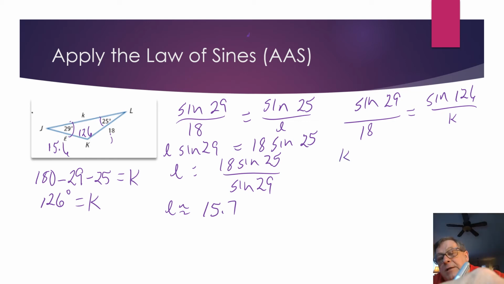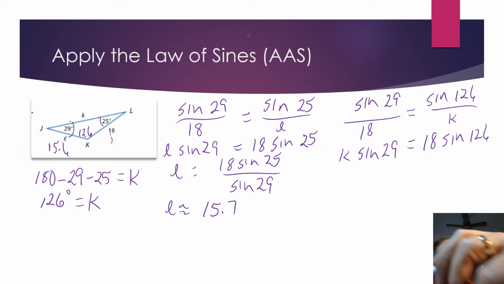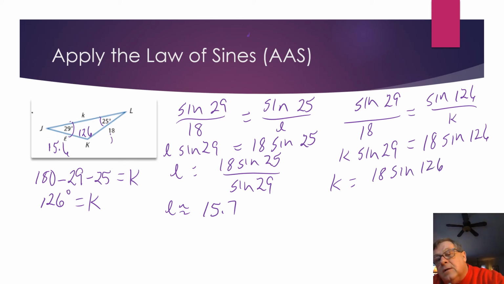And I probably would actually eliminate this step. If you can visualize that, I would encourage you to do it, save you writing something. So now I got 18 times the sine of 126. That's equal to K times the sine of 29. Isolate the K. So K is going to equal 18 times the sine of 126 over the sine of 29.